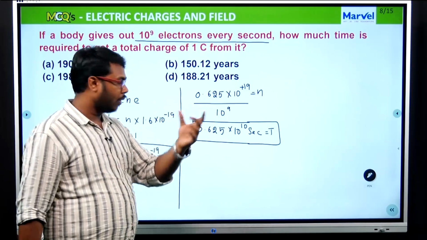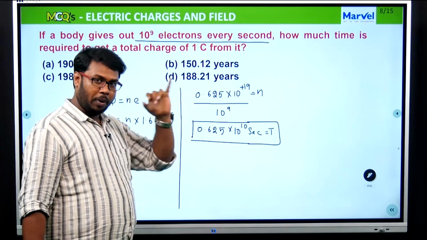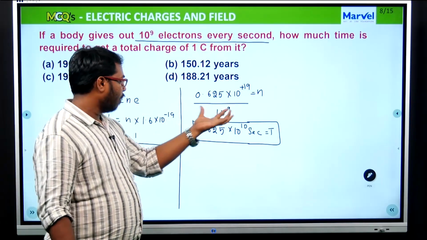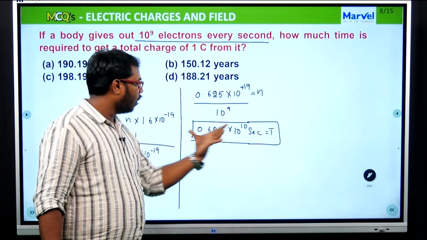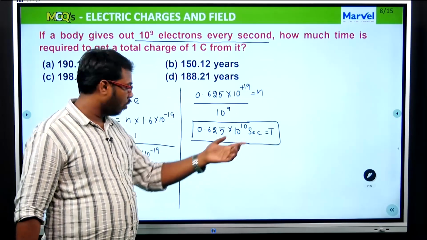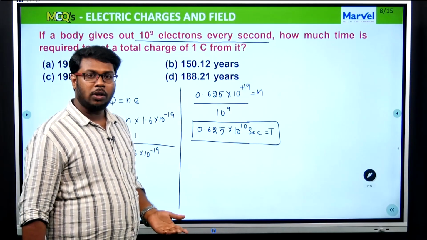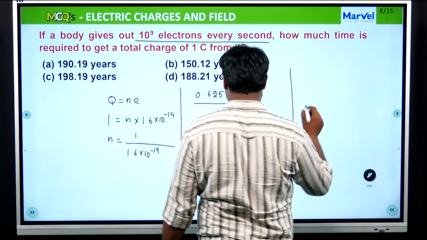You see, this is the total number of charges that are required to make 1 coulomb. Per second 10 power 9 is coming. So I divide it to get the total seconds for the entire charge to come out, and this is the value. Now in order to convert it to years, see what I am going to do.